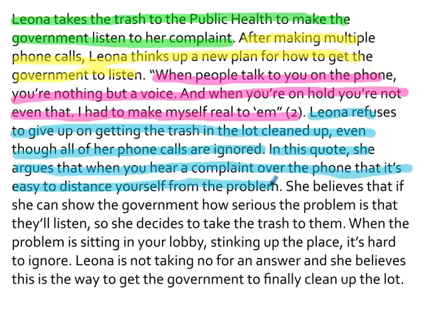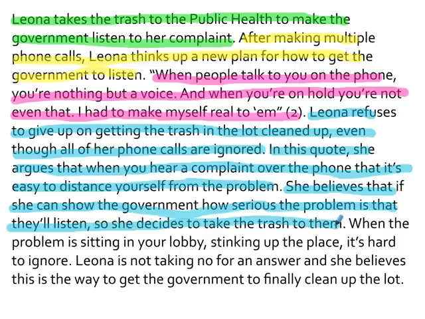Okay, so there I've explained my evidence. I've explained what she's arguing within my evidence. Now I'm going to explain to you how my evidence supports my claim. I'm going to make sure that my claim is clearly thought out within my explanation. She believes that if she can show the government how serious the problem is, that they'll listen. So she decides to take the trash to them, right?